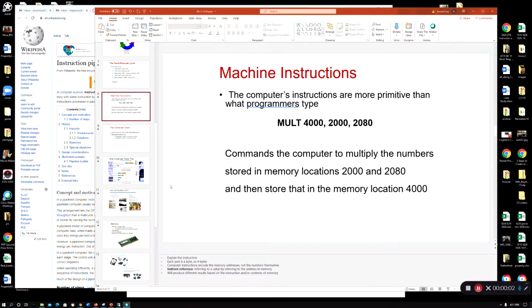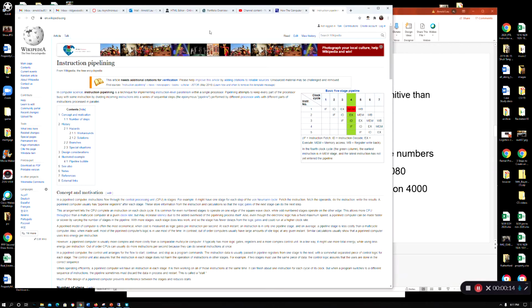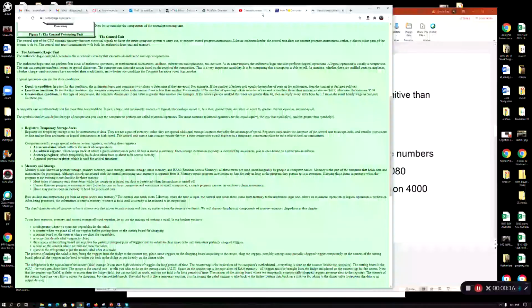Hi, welcome back to Spring CS170. Just going to pick up where we were for Chapter 9, the fetch execute cycle. So we're at the machine instructions part. But before I do that, let me get back to here.